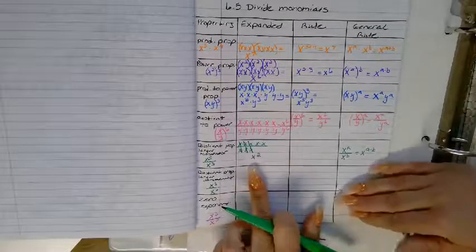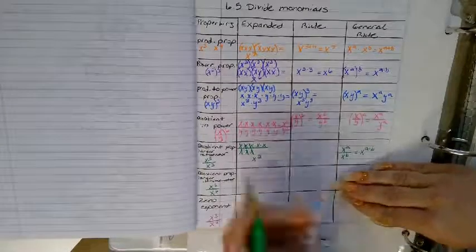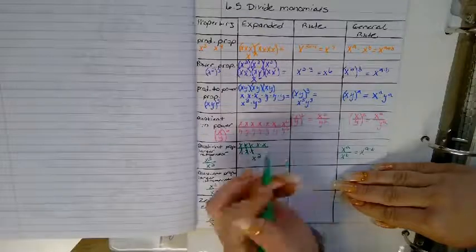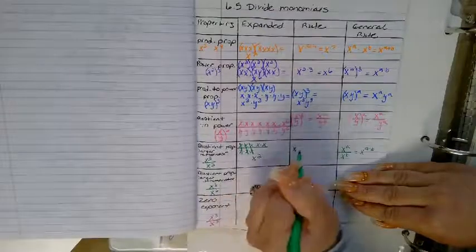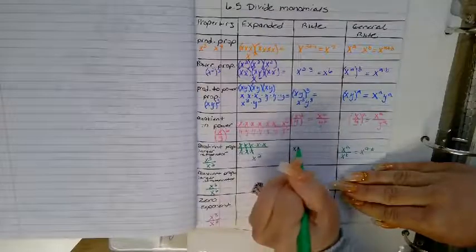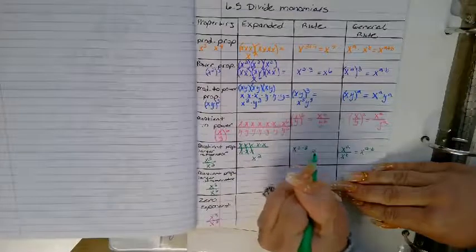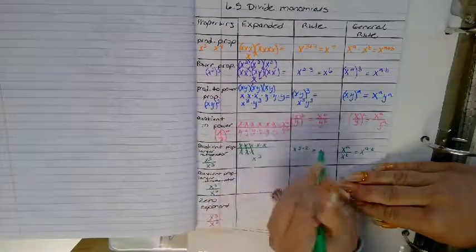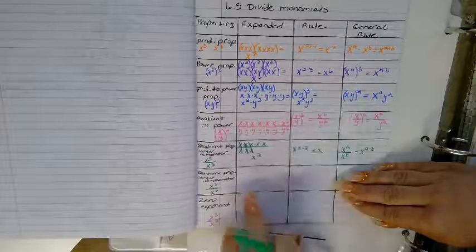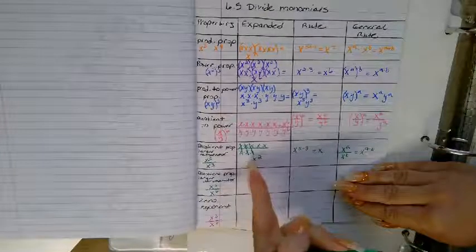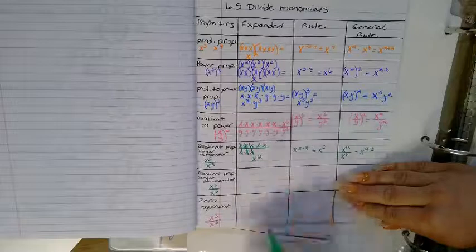Okay, so let's look at our rule. It is simply just x to the 5 minus 3. And like I said, there's more work for the expanded one there, but when you get to this next one where we're going to do a larger denominator, you're going to see why I like the expanded form better.